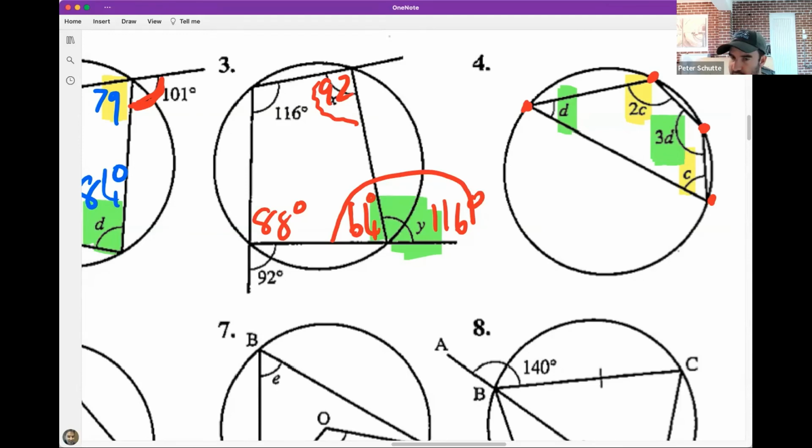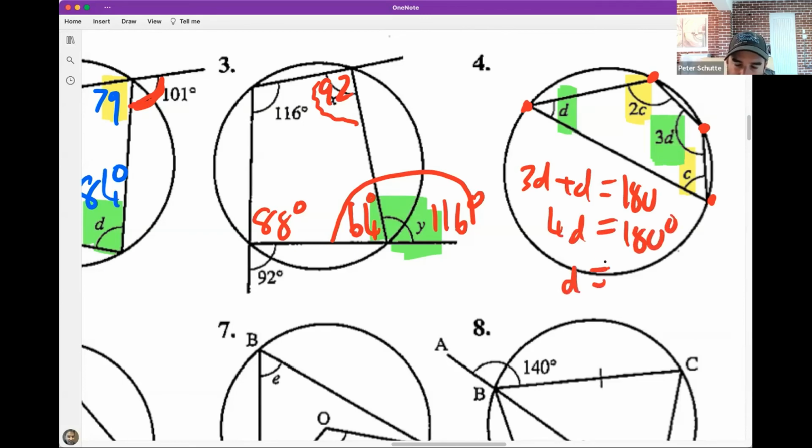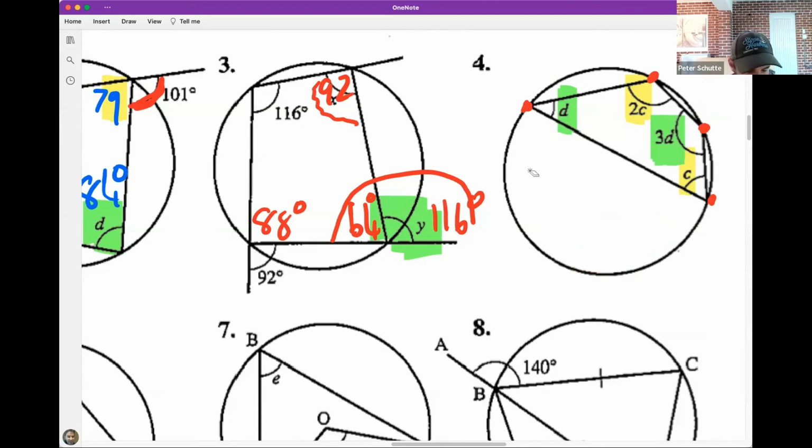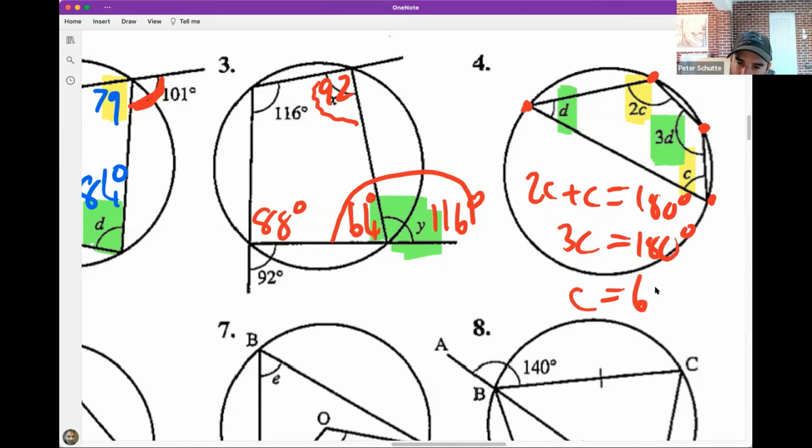If you could hit us with your question. I think the answers are flooding in now. 4D, so D. 3D plus D is 180. Yeah, that does sound like we're on the right track. If 3D plus D is 180, that means 4D is 180, which hopefully means we can figure out what D is. Now, what about C? I could have 2C plus C must also equal 180, which means 3C is 180, which means that C should be 60. And D should be 45. I think that's right.